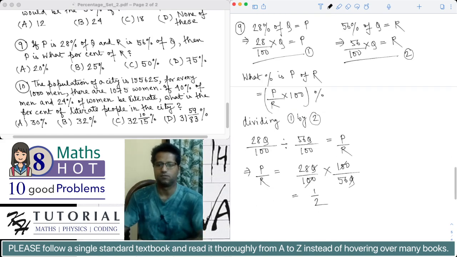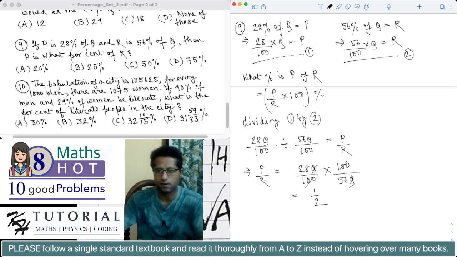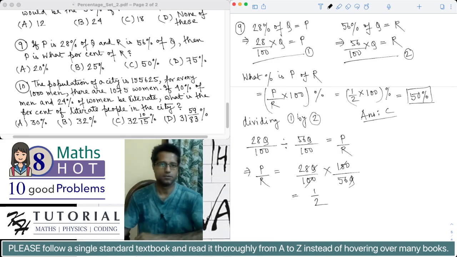P by R is 1 by 2, and hence to find what percentage is P of R, we have that will be equal to P by R multiplied by 100. So this is equal to, we know P by R is equal to half. So half multiplied by 100 percentage. This is equal to 50 percentage. So the answer is choice C.